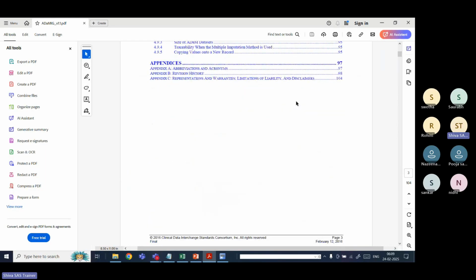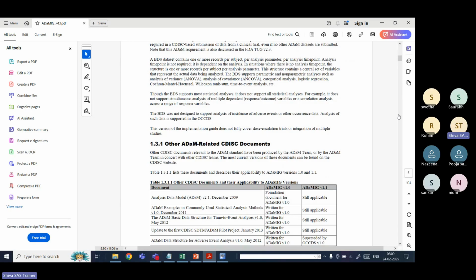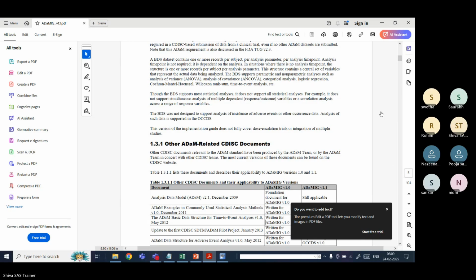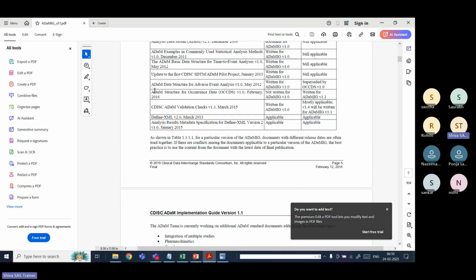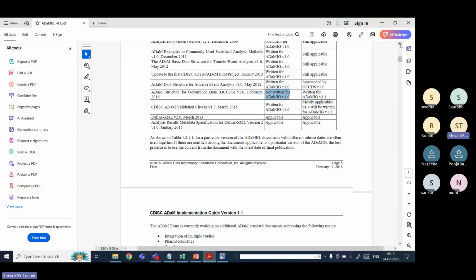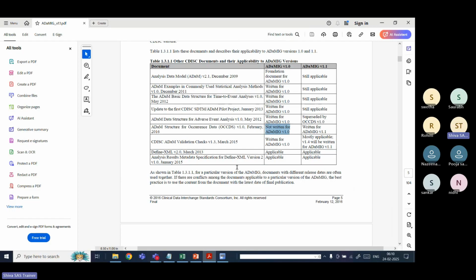Here you can see the differences between 1.2 and 1.1 are small. These are the differences between 1.2 and 1.1. Just now I told you about OCCDS, right? Here, the ADaM structure of OCCDS, February 2016, is written in 1.1, not in 1.2. This is a major change. The remaining are minor changes only. That is why between 1.1 and 2.0 too you can see there are not many changes.